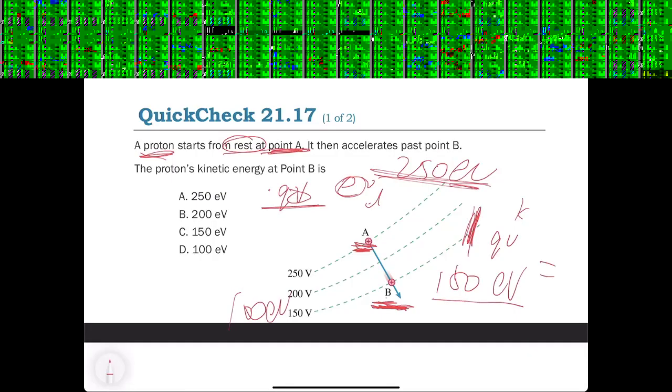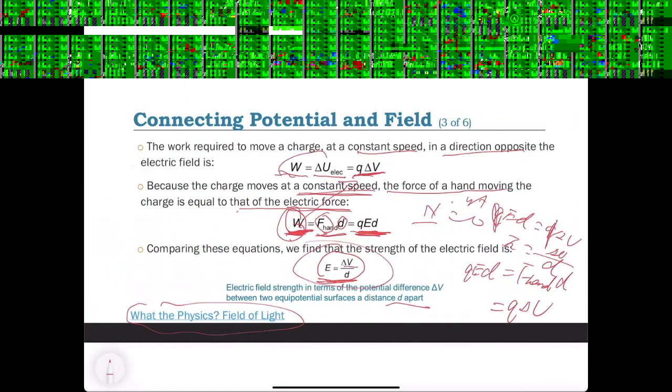Am I right? Yeah. So actually, you can also use this equation to calculate it. The kinetic energy equals delta electric potential energy, which equals q delta V. Q is e, am I right? And delta V equals 100, so 100 eV. Yeah, it's the same thing. So the answer should be 100 eV. That makes sense to you?